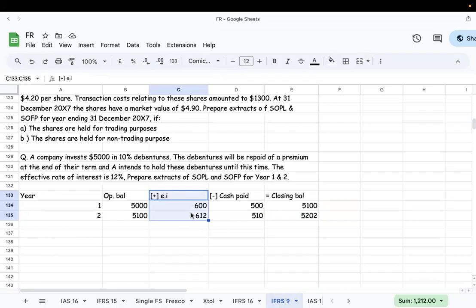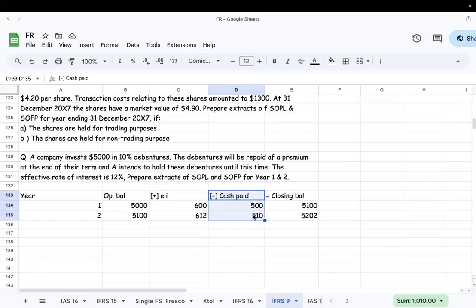What's the difference between cash paid and the earning interest? Let's say you have taken a 10,000 loan from the bank, repayable after 3 years. Every year you pay a portion of the principal amount to the bank. As and when you pay, your interest becomes much less. That is this part.